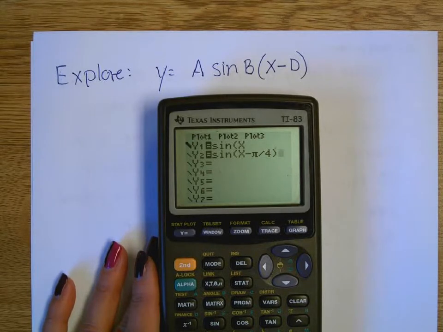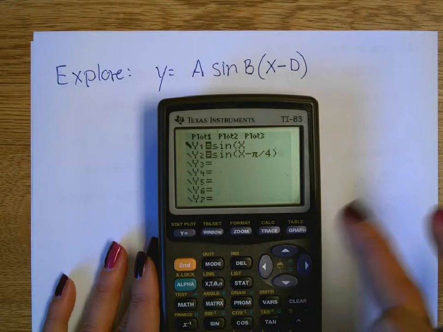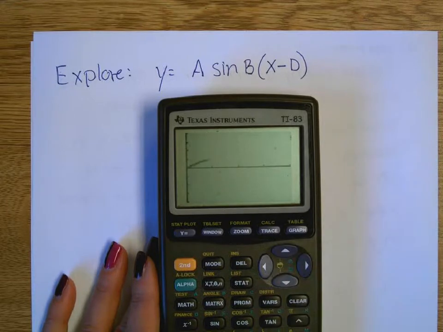You can go ahead and graph it if you're ready. See if you can tell what happened. Just made the period longer. Nope. It didn't change the period. Graph. There's sine. And then here's my new one.